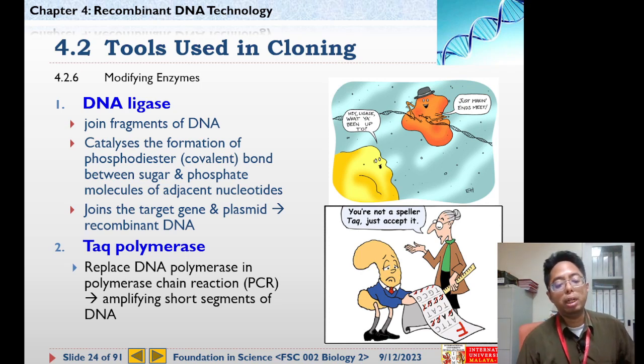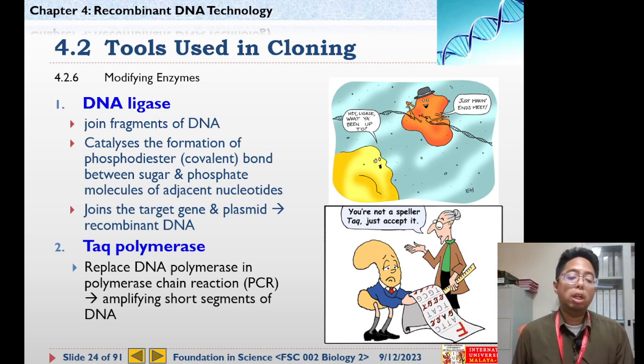Next would be the Taq polymerase. Taq polymerase would replace the DNA polymerase in PCR, because in PCR it's a little bit different. In PCR we don't use any host cell at all. We just put the DNA in a test tube, and Taq polymerase will do the rest. So Taq polymerase will amplify short segments of DNA.